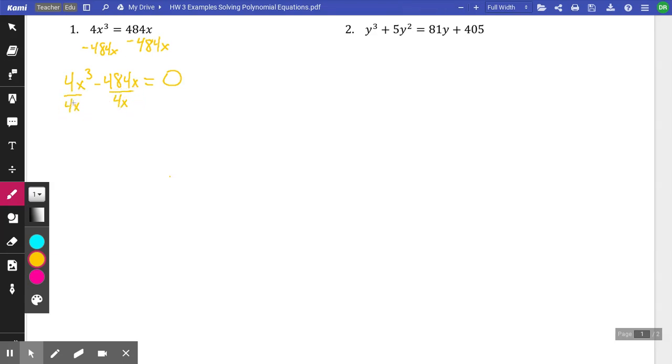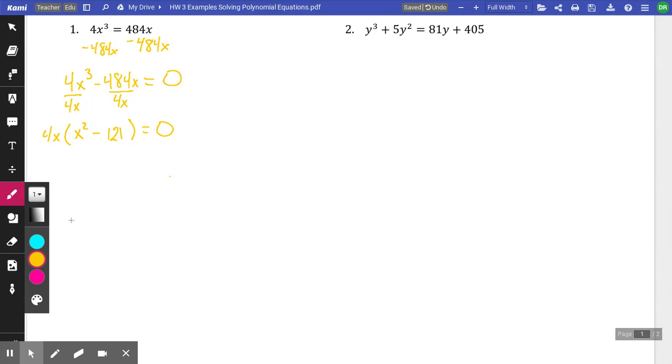Okay. And so in this one, when we divide out this 4x, I figure out what I get next. 4 divided by 4 is 1, and x to the third divided by x is x squared. So I get 1x squared here. And then negative 484 divided by 4, that is negative 121. And then the x divided by the x will cancel away.